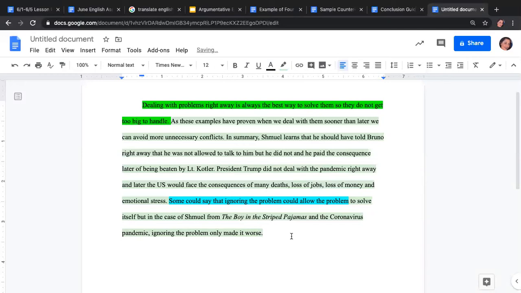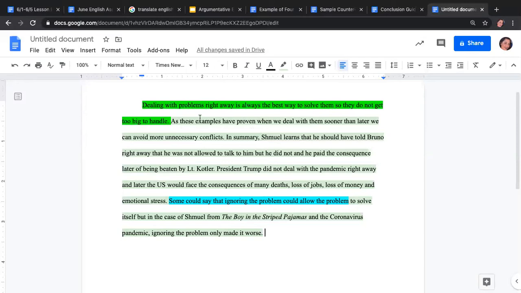Okay, and that all reinforces my thesis statement, right? This is wrapping up my body paragraphs, but it's always going back to my claim. Dealing with problems right away is always the best way to solve them so they do not get too big to handle. And even though these are non-examples, right? I use Shmuel and President Trump as my examples, but they're both non-examples because they don't deal with the problems right away. But they're still good examples to use because it shows the negative consequences, right?